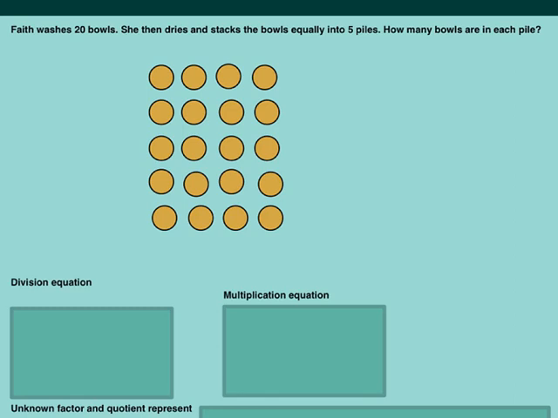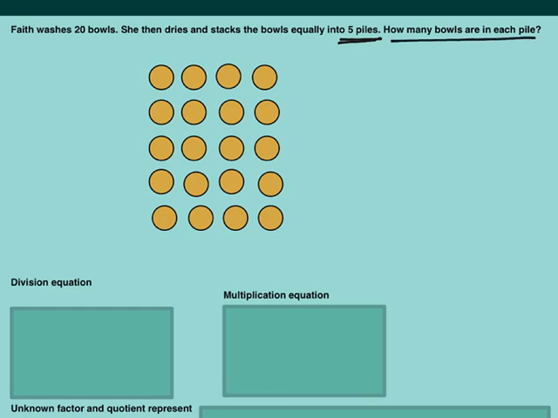What is Faith doing here? Faith is washing bowls. How many bowls is she washing? She is washing 20 bowls. So the total here is 20. And then she is drying those bowls and she stacks them on top of each other, and she's making it into 5 piles. Right? So each group has 5 bowls in it. That means 5 here is the size of each group.